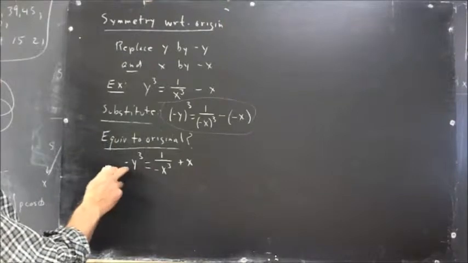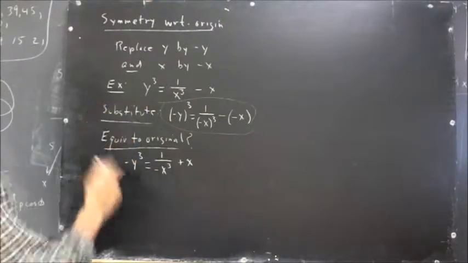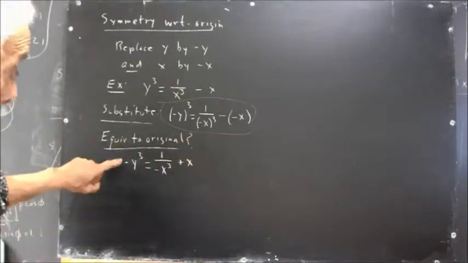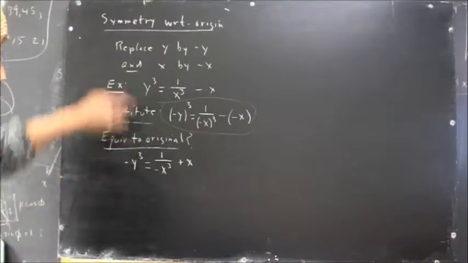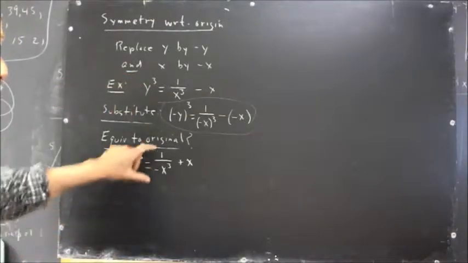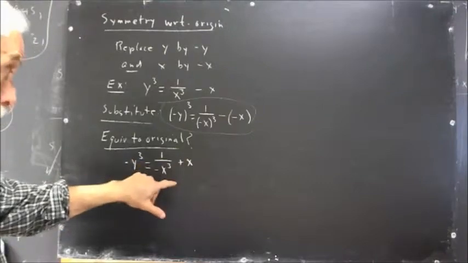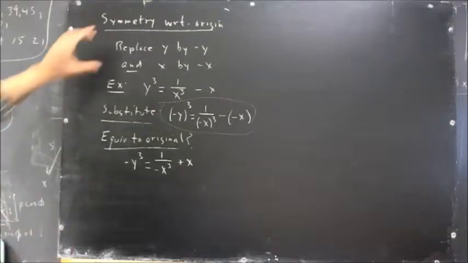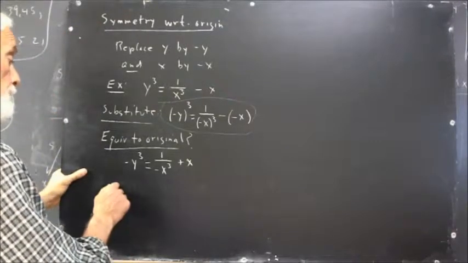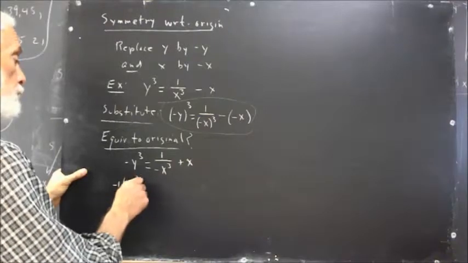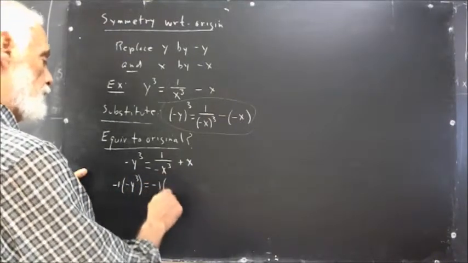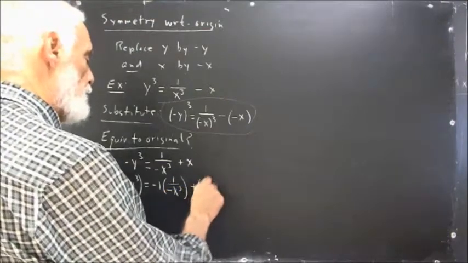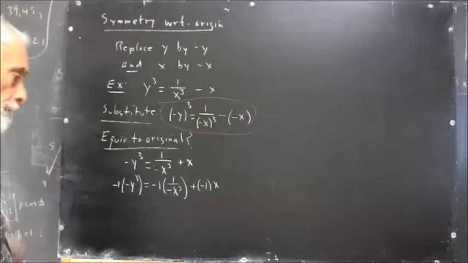The difference between the negative y cubed here and the y cubed here is the negative sign. Let's go ahead and multiply everything in the equation by a negative sign. That'll make this negative y cubed into a y cubed, and if multiplying this side by the negative sign brings it into agreement with this side, we know we have symmetry with respect to the origin. So we do minus 1 times negative y cubed equals minus 1 times 1 over negative x cubed plus minus 1 multiplied by x.